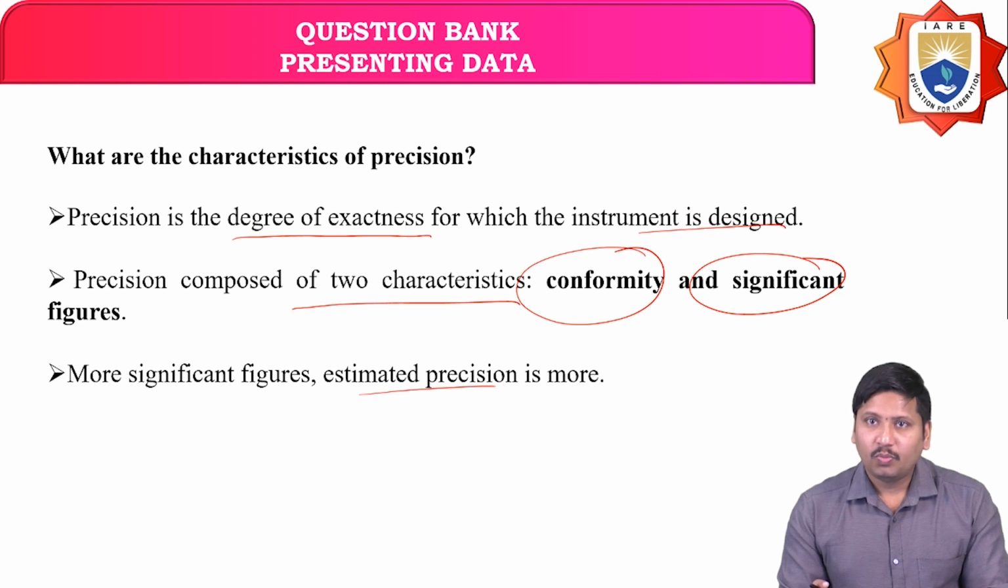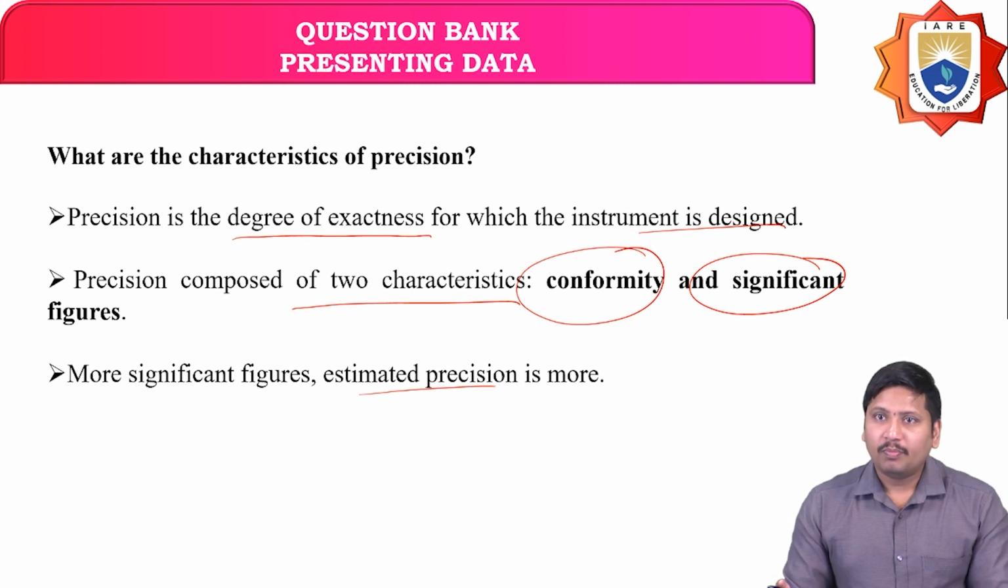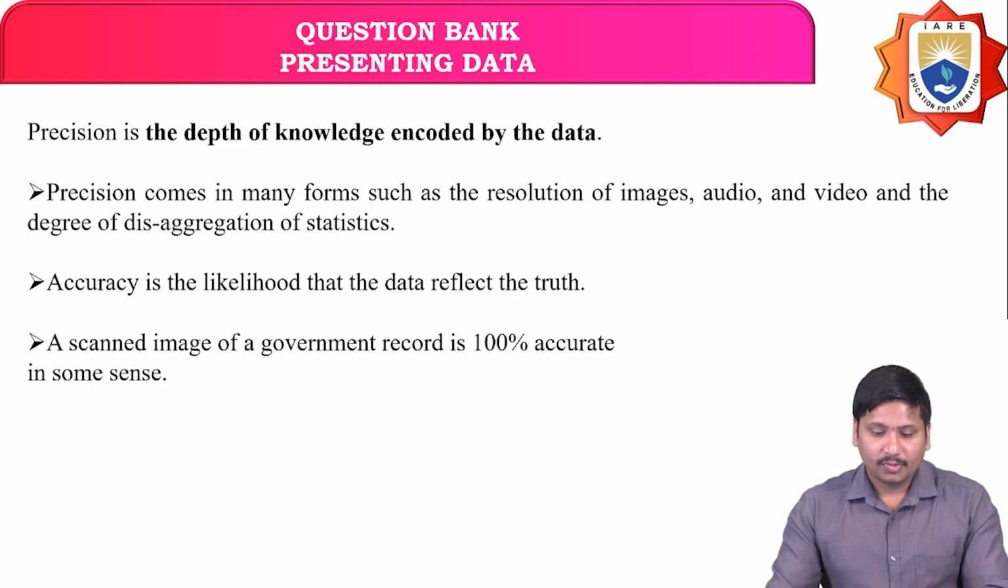So precision is the degree of exactness for which the instrument is designed, and it is composed of two characteristics. The first is conformity, and the second is significant figures. The more significant figures, the more the estimated precision.